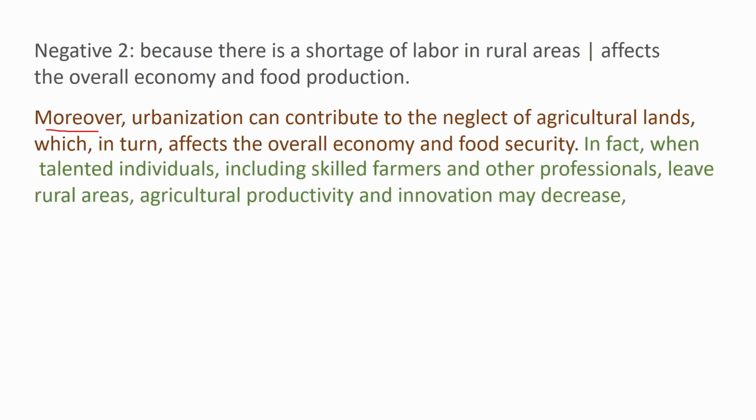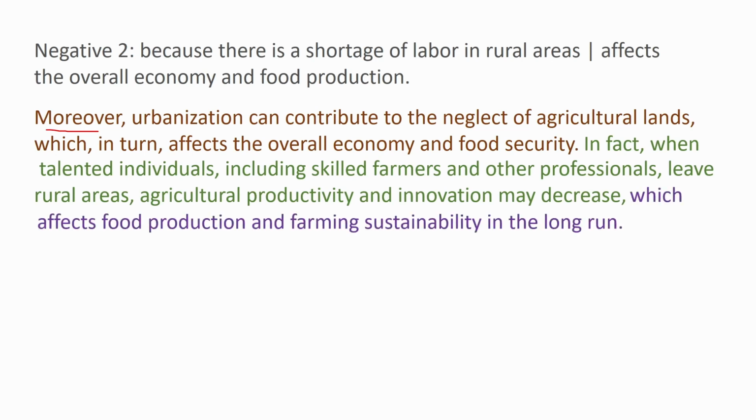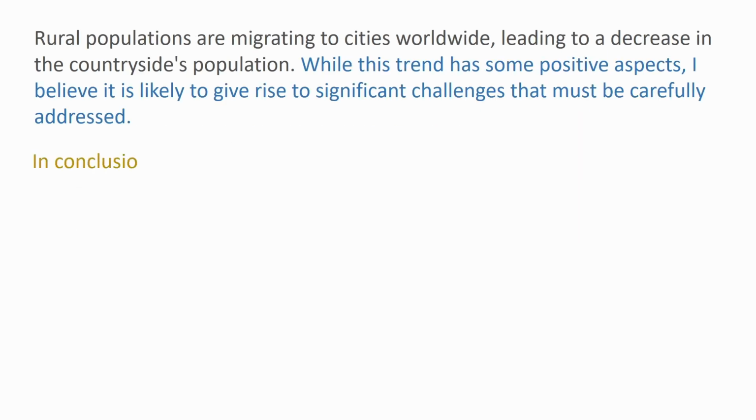In fact, when talented individuals, including skilled farmers and other professionals, leave rural areas, agricultural productivity and innovation may decrease. What is the result of that? Which affects food production and farming sustainability in the long run. Now I need to conclude. In the conclusion, I will start with a transition word like in conclusion or to conclude or anything else you like. Then I will summarize the main points and restate my opinion.